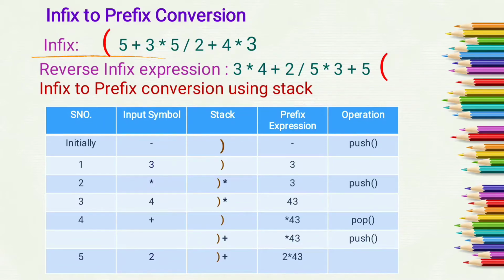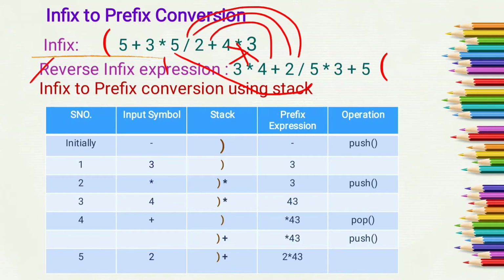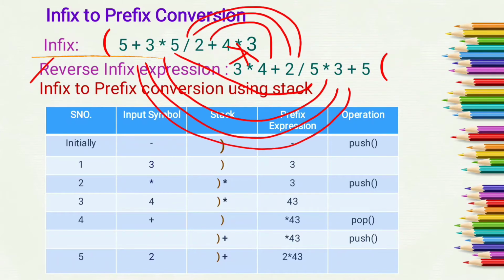First step is to add an open bracket at the start of the infix expression and then reverse the given infix expression. So the first operand will be 3, then multiplication, then 4, then plus, then 2, division, 5, star, 3, plus, 5 and open bracket.